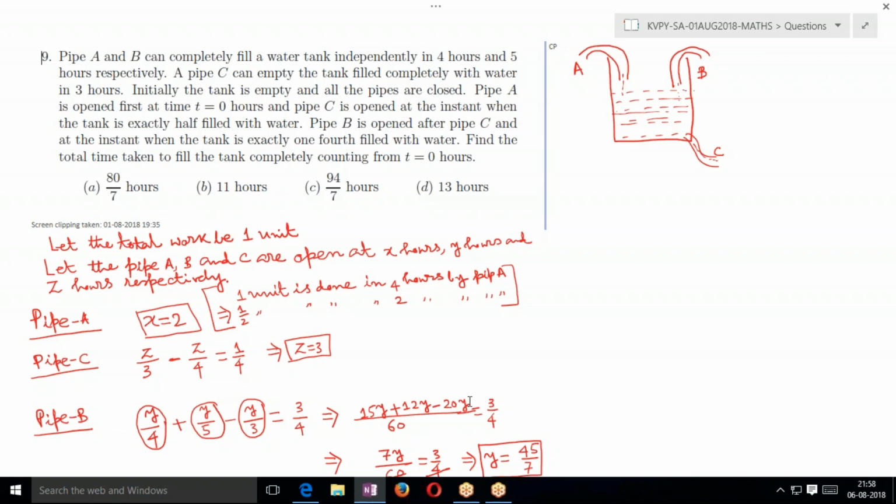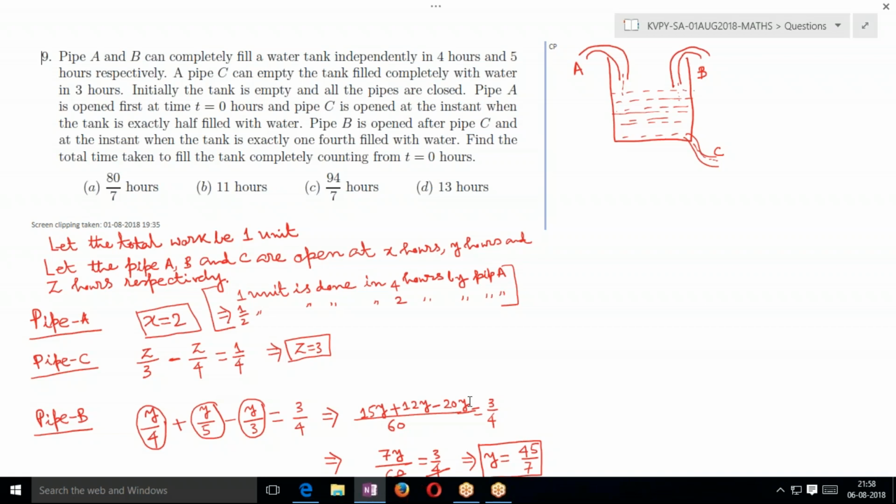Now in those y hours, pipe C is also operational. What is the task of pipe C? To release the water. What is its capacity of releasing water? It can release a completely filled tank in 3 hours. That means in y hours it can empty y/3 portion. Okay, so y/4 plus y/5 minus y/3 has to be 3/4, because 3/4 is the empty part which has to be filled up, and from there we get y equal to 45 by 7.